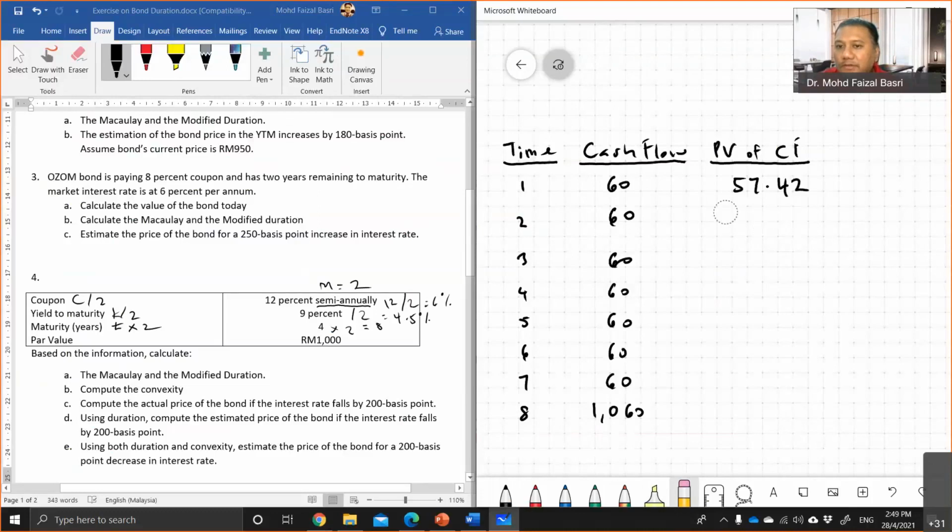54.94. Please, can you help me by calculating all of this until the period of 8? Please help me find the values for cash flow period 3, 4, 5, 6, 7, and obviously the 8 one. The 8 one will be 1,060 divided by 1.045 to the power of 8.